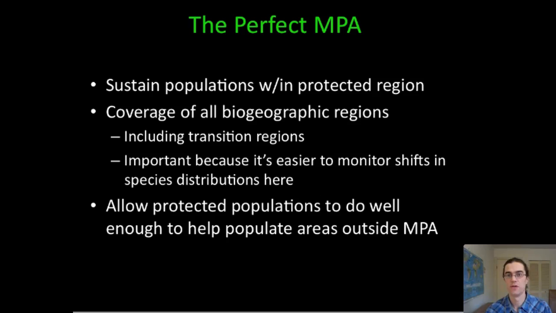So just to continue on that notion of the perfect MPA, I mean, it's a bit of a tongue-in-cheek notion, or the idealized, right? We're not trying to say that there is a perfect one, but just to set the bar high here for our discussion. We want to sustain populations within a protected region, right? That's pretty clear. Coverage of all biogeographic regions, including transition regions. And this is really important because it's easier to monitor shifts in species distributions in these transition zones. And we need to allow protected populations to do well enough to help populate areas outside of the protected area.